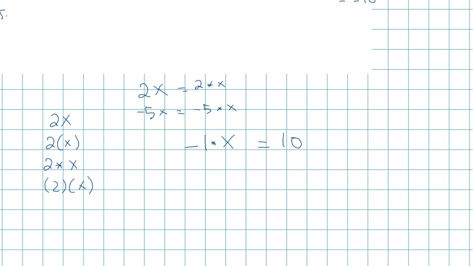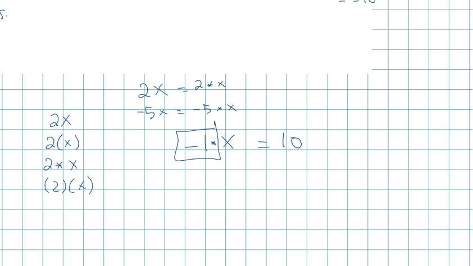We have to put that in our mind, and we have to understand that this is 2 times x, okay? Same when I have negative 1x. It's negative 1 times x, okay? Now, opposite of multiplication is division. I want to get rid of this because I want x by itself, okay? Now, to get rid of this, the opposite of multiplication is division.